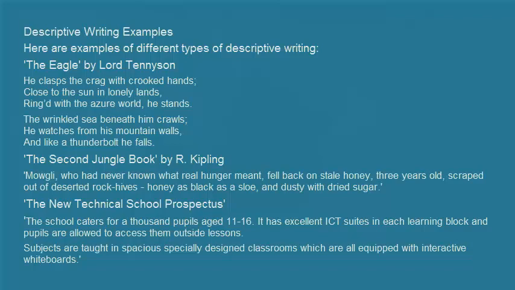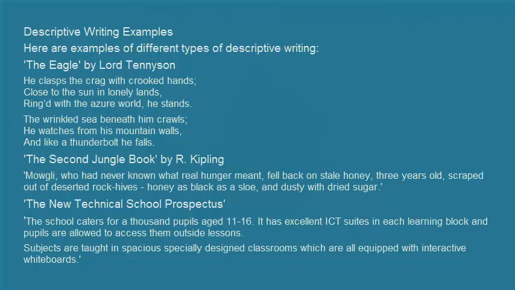The Second Jungle Book by R. Kipling. Mowgli, who had never known what real hunger meant, fell back on stale honey, 3 years old, scraped out of deserted rock hives, honey as black as a sloe and dusty with dried sugar.